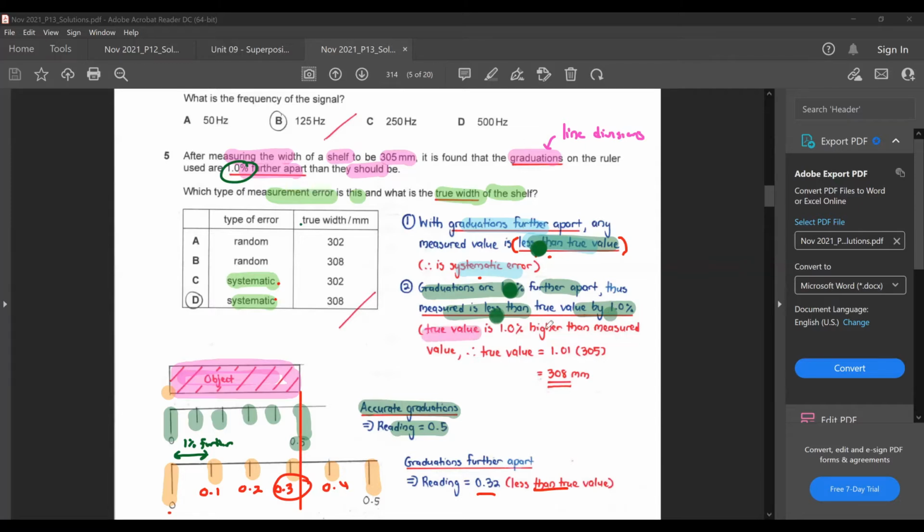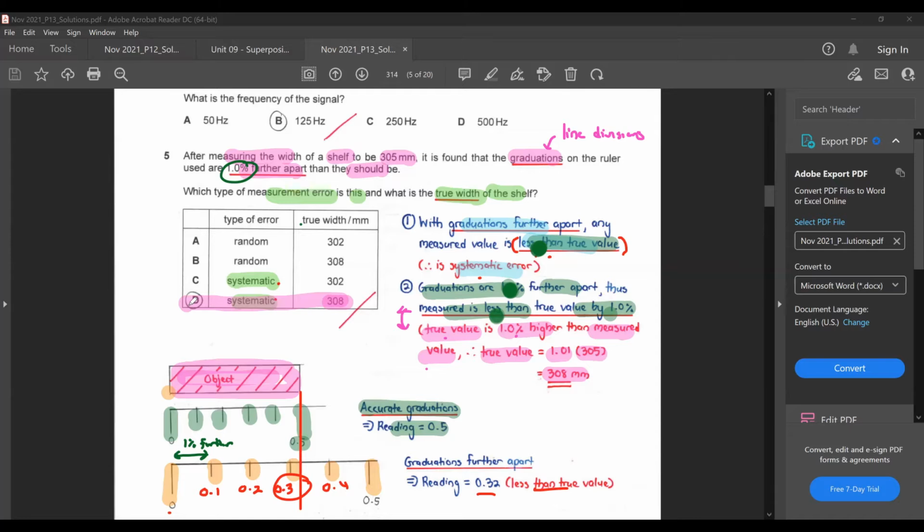Your true value is supposed to be 1% higher than the measured value. Think of it another way. If measured value is less than true value by 1%, that means true value is 1% higher than measured value. So true value is 1.01 times 305, giving you 308. Answer is D. Okay, right?